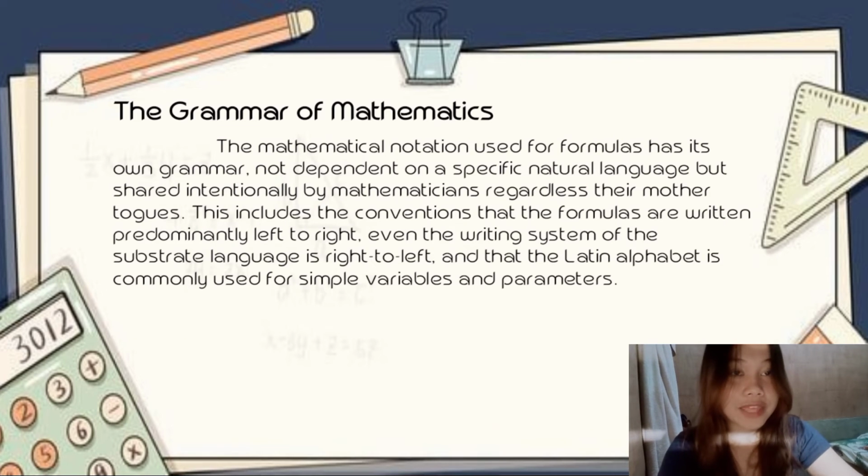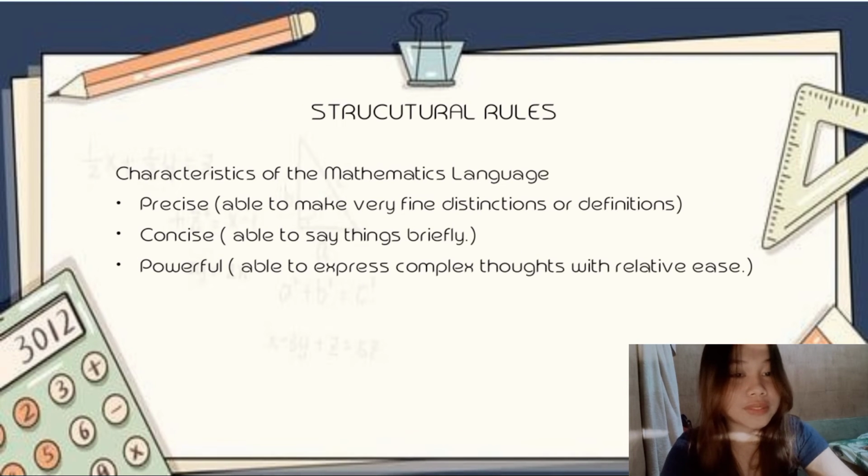So the grammar of mathematics. The mathematical notation used for formulas has its own grammar, not dependent on a specific natural language, but shared intentionally by mathematicians regardless of their mother tongues. This includes the convention that formulas are written predominantly left to right, even if the writing system of the substrate language is right to left, and the Latin alphabet is commonly used for simple variables and parameters. So there are two structural rules in mathematics.